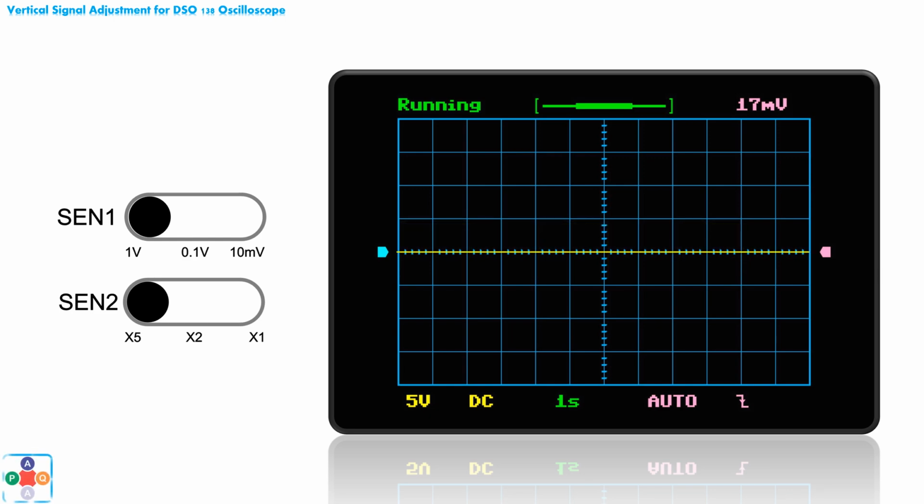Our signal is gone, and instead we have a flat line in the middle of the screen. Well, in truth, our signal is not gone, it is there, but the high scaling makes it impossible to display small variations in amplitude of the signal, so our signal is flattened into a line. Lowering the scaling, by setting the SEN1 switch to a lower value, and adjusting the scaling factor of the SEN2 switch also to a lower value, fixes this problem.